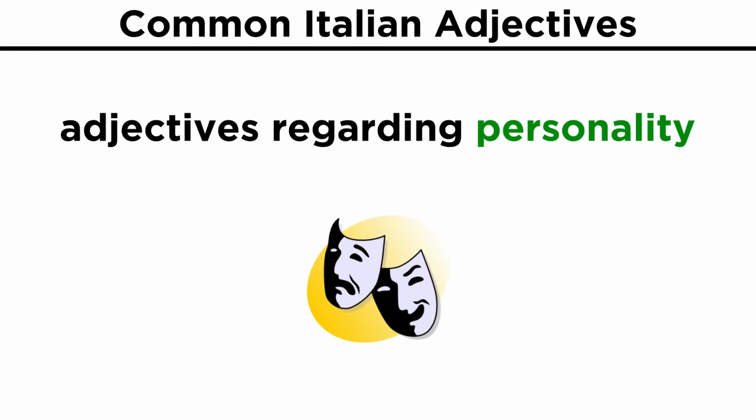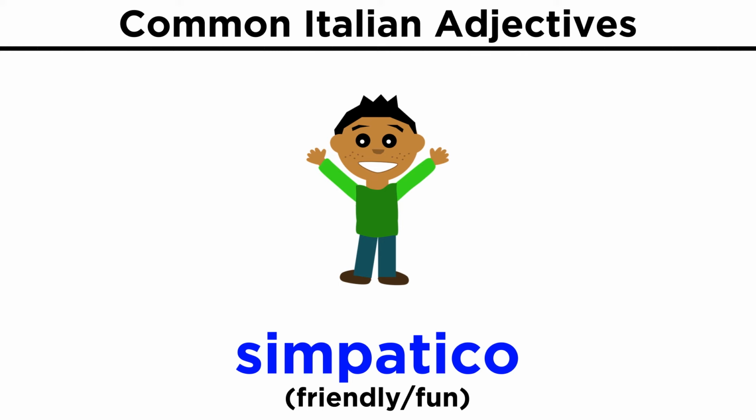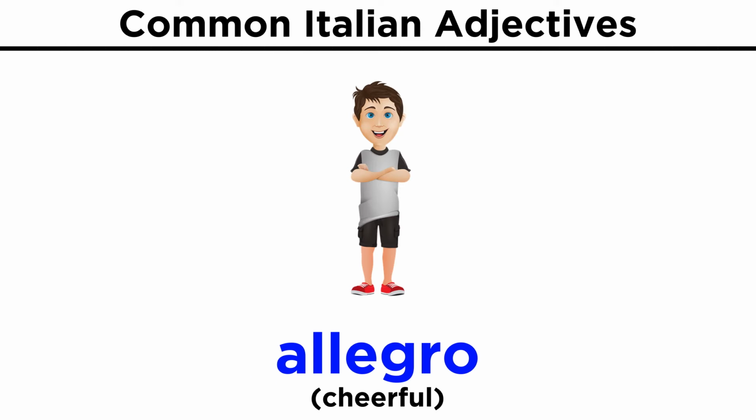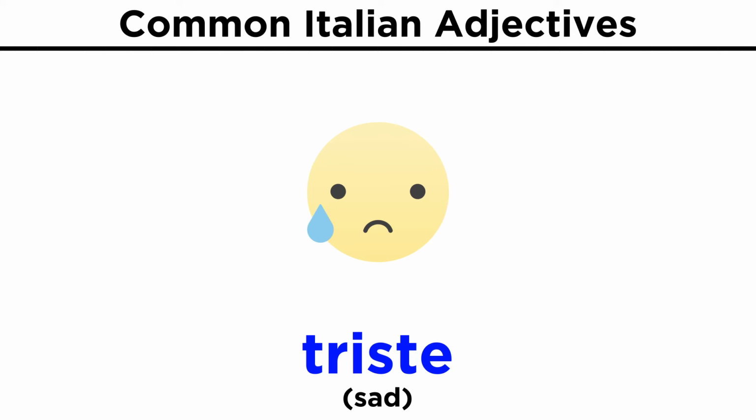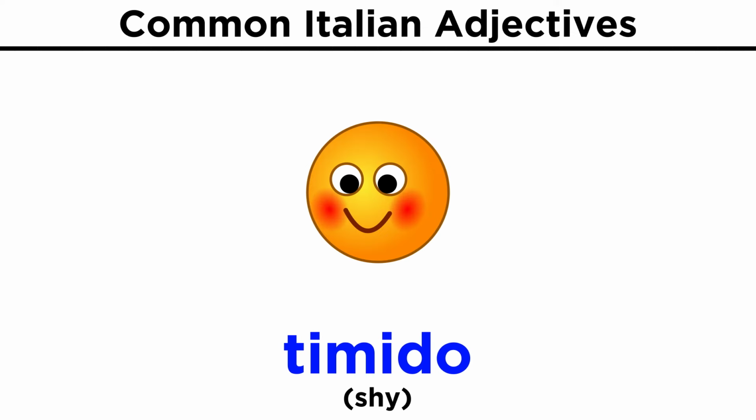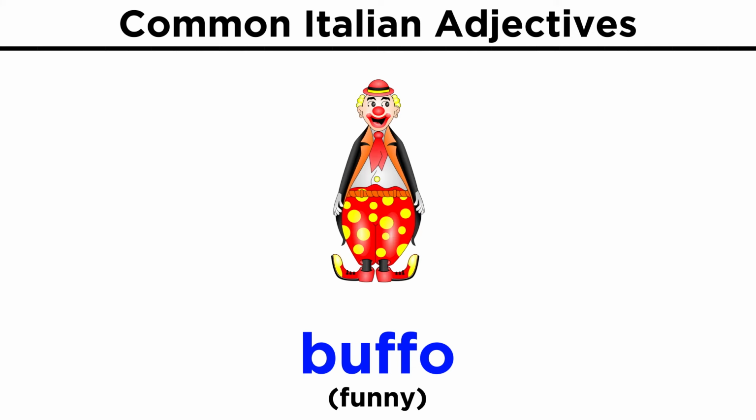Now a few regarding personality. Simpatico. Allegro. Felice. Triste. Timido. Buffo.